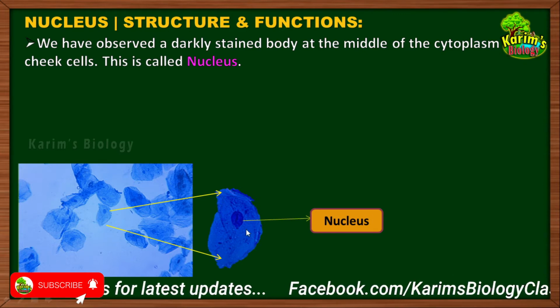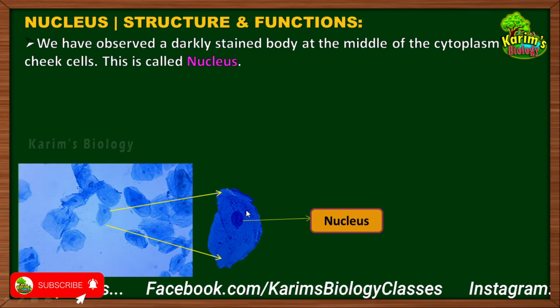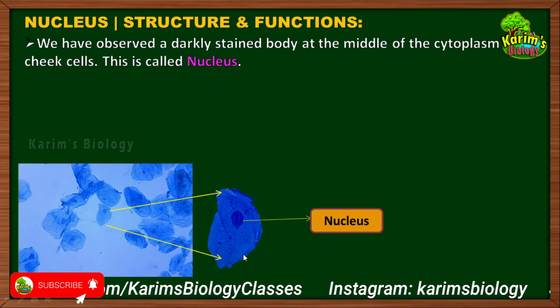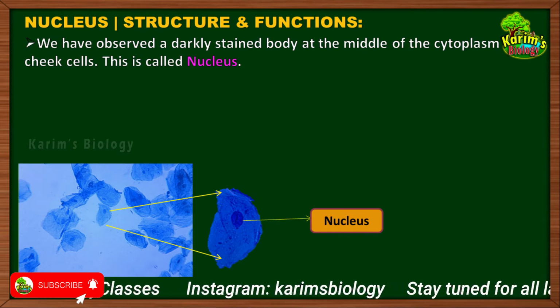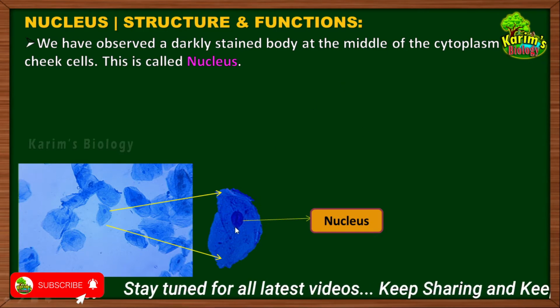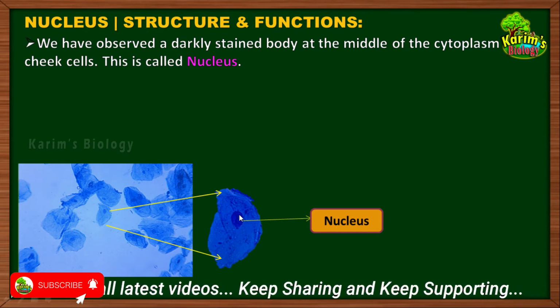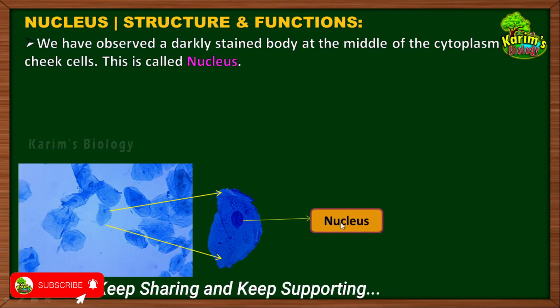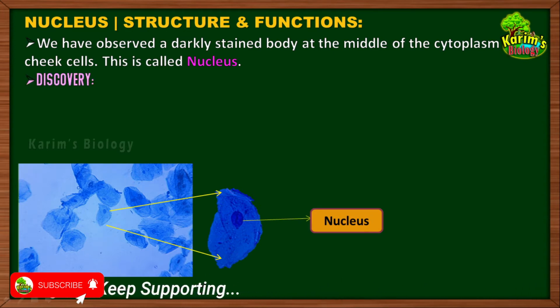And if you enlarge the single cell, you can find cytoplasm. The cell is irregular because it doesn't have a cell wall, because it is an animal cell. And at the middle of the cell, you can find a clear and conspicuous part which is darkly stained, right? This is called nucleus. And let us now discuss the discovery of nucleus.